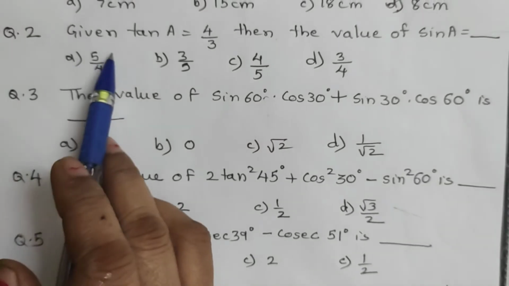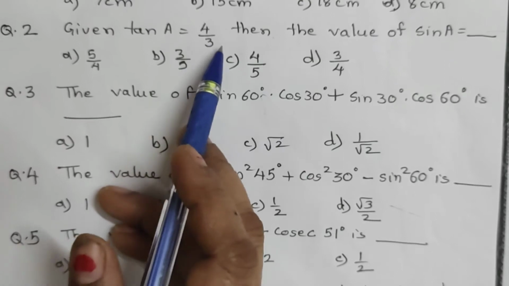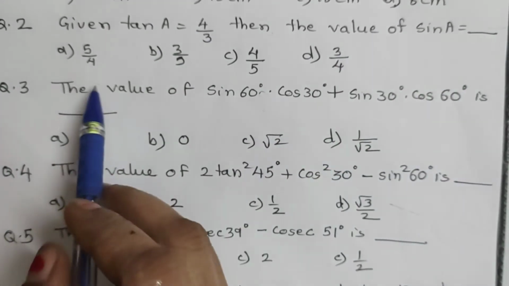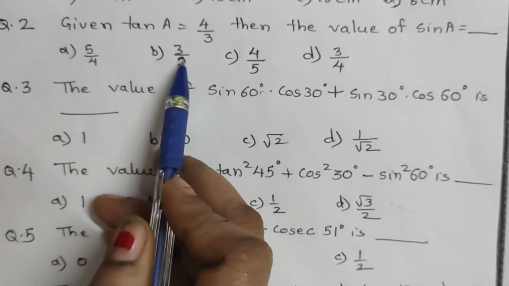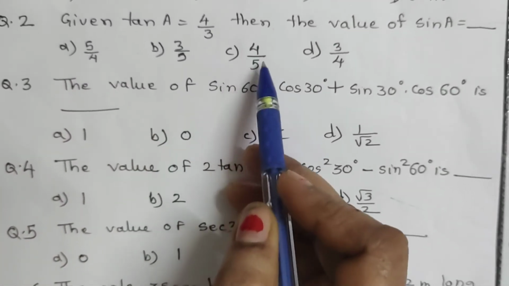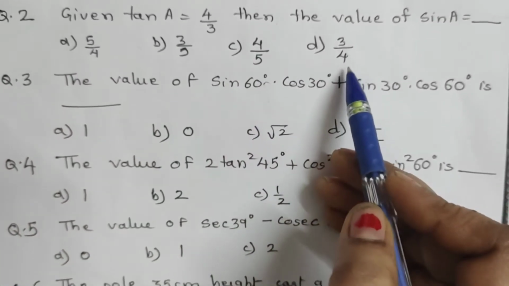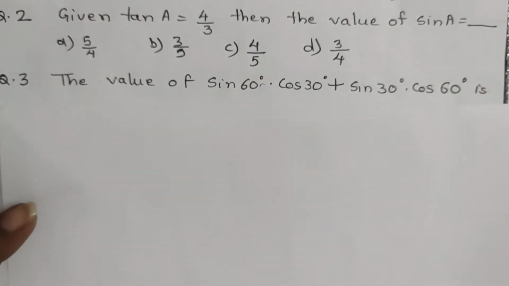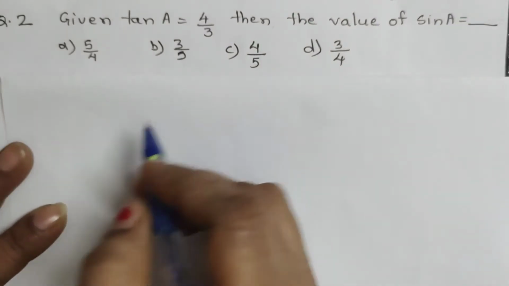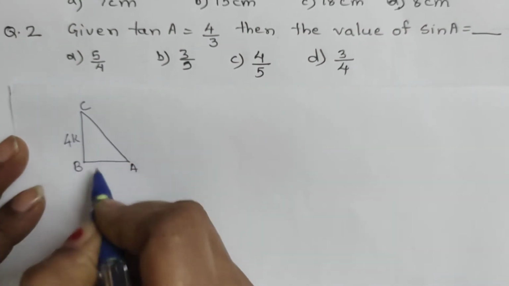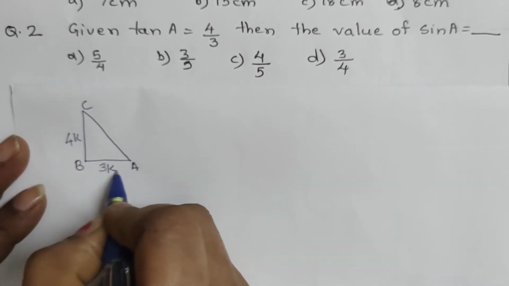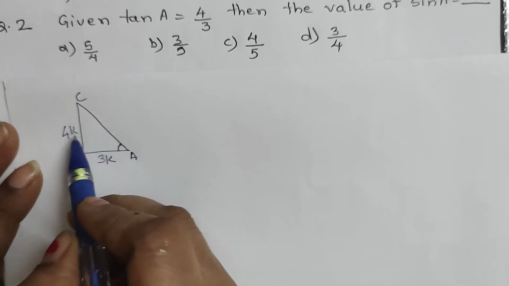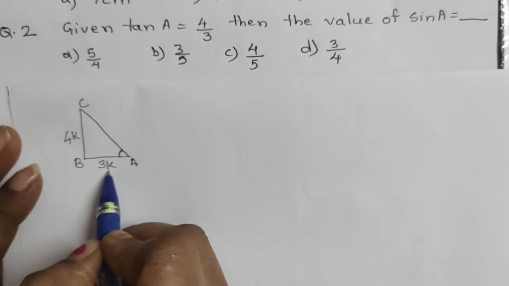Question number 2. Given that tan A is equal to 4 upon 3, then the value of sin A is equal to dash. Options A 5 upon 4, B 3 upon 5, C 4 upon 5, D 3 upon 4. Now to solve this, we have to draw the right angle triangle. The value of tan A is given as 4 upon 3. Tan A is opposite side upon adjacent side.